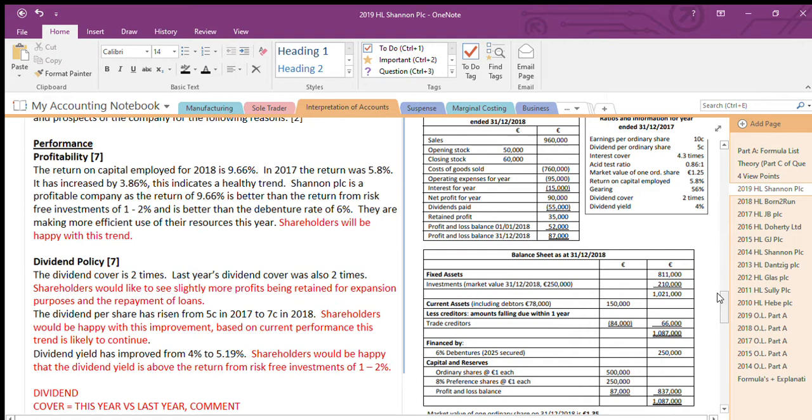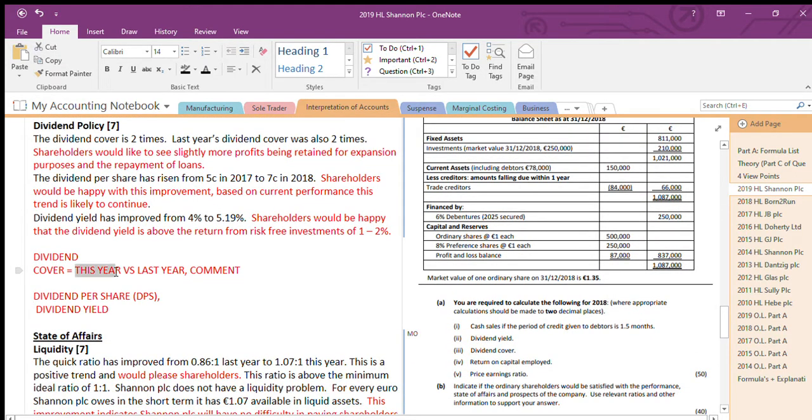So what have I done again? I've commented on this year. I've commented on last year. And now I'm again having my general comment. Last year was 5 cents, this year 7 cents. Shareholders will be happy with the improvement based on current performance. This trend is likely to continue. Use the exact same thing every single time, or else shareholders will not be happy because dividend per share has fallen, and they would like to see an improvement. If it was going bad, but obviously it's going good. It's gone up 2 cents. So again, it's the same thing. This year, last year, comment.